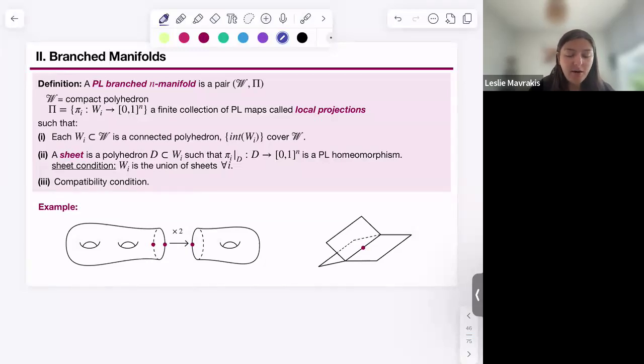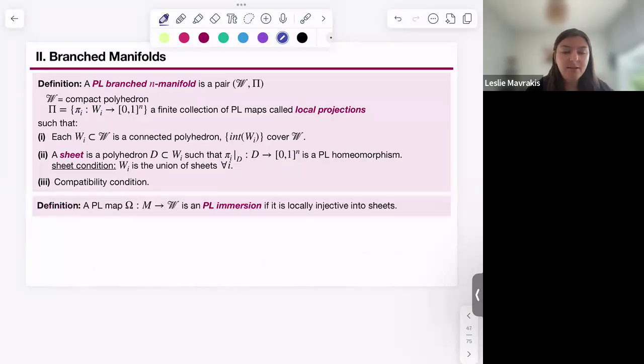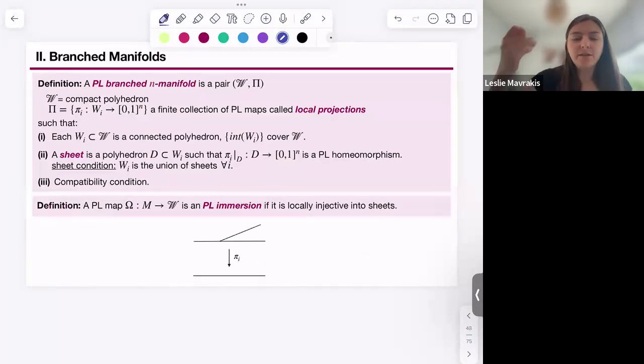Now we can talk about what it means for a manifold to actually immerse into it. So if I have some manifold and I have a PL map between the manifold and the branched manifold, we say that it's a PL immersion if the map is locally injective into sheets. So let's see what that means. If I take this picture again, where I have this part of a train track that I'm collapsing using a projection map, I have these two sheets.